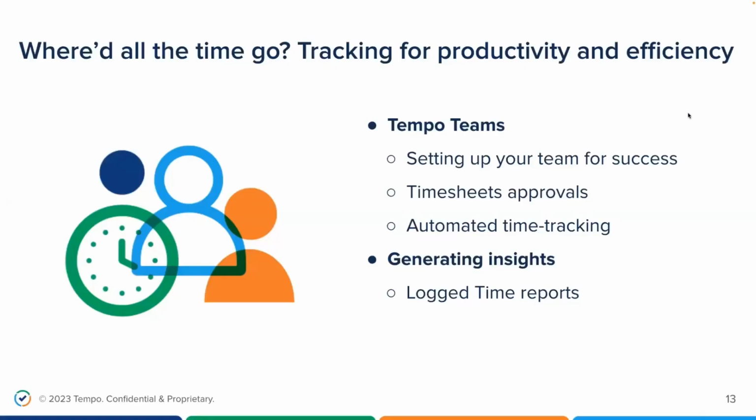So right now we're actually going to get into the first workflow called Where'd All the Time Go? So tracking for productivity and efficiency. As it says, you would assume that this is for gaining insight into productivity and efficiency at your company. So this workflow will touch on a few essential elements of Timesheets by Tempo, such as Tempo teams, timesheets approvals, automated time tracking, and then generating insights via logged time reports.